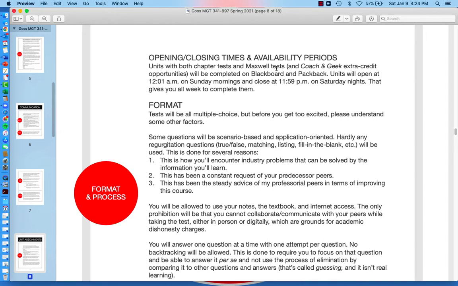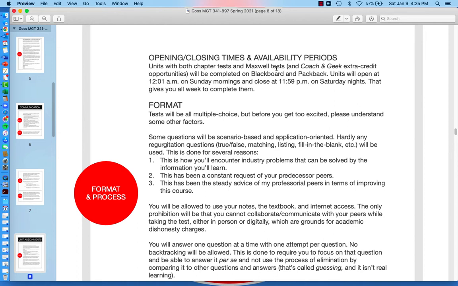Now, I'm also realistic enough to know that in this day and age, when we have a problem, what we typically will do is go to sources that we're familiar with and comfortable with, and then find that information. Therefore, for purposes of both the chapter and the Maxwell test and the Coach and Geek tests too, you can use your notes, your textbooks, and open internet access. I am not going to do the Respondus lockdown. I don't think that's practical and a modern way of problem solving. I'm going to allow you to use those resources while you take these tests.